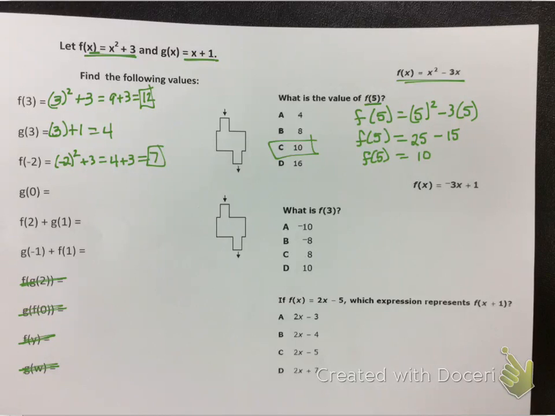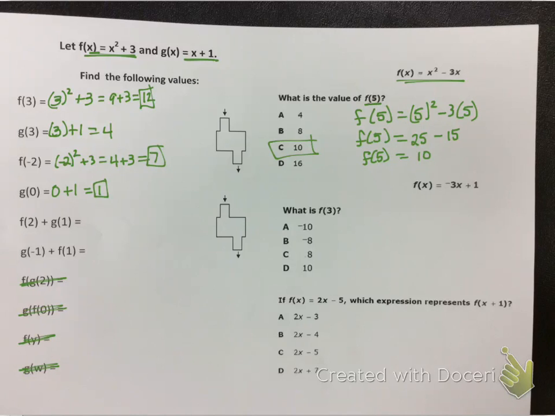All right, guys, so I'm just going to pick up where we left off in class. And so you should already have these completed. And so we're going to look at g of 0. So g of 0, that means we're going to put 0 in place of x. So it's going to be 0 plus 1, which is 1.